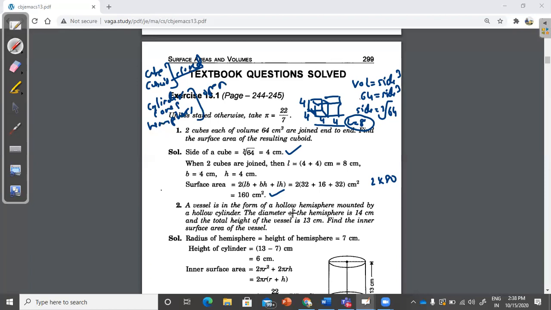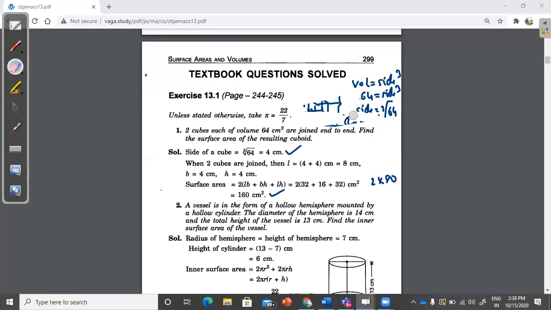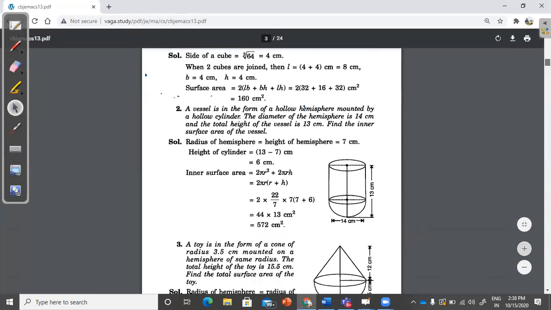The second question: a vessel is in the form of a hollow hemisphere mounted by a hollow cylinder. Let me just delete this and scroll down the screen so that there is better visibility of the second question. So what is the question here? A vessel is in the form of a hollow hemisphere mounted by a cylinder. Mounted means the cylinder is on top of the hemisphere. The diameter is 14, so radius is going to be 7. Total height of the vessel is 13. The question is to find the inner area of the vessel.